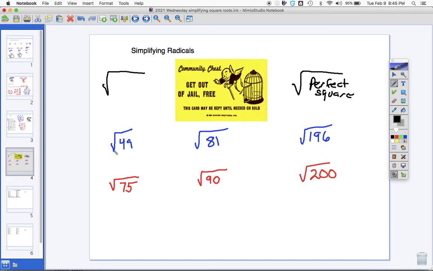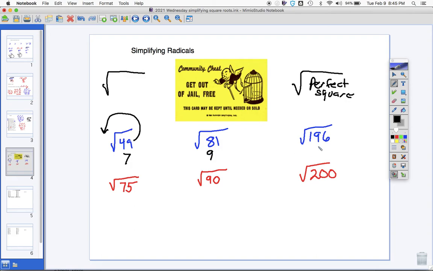And remember, this symbol is asking what number times itself is the number inside the symbol. Well, 7 times 7 is 49, so 49 gets to escape the radical symbol. That becomes 7. 81, again, you should be familiar with this now. What number times itself is 81? It's 9. So notice how it gets out of jail.